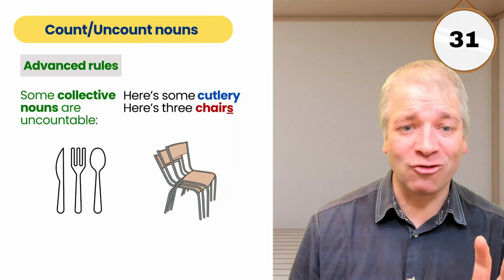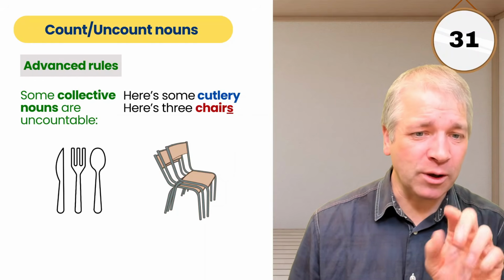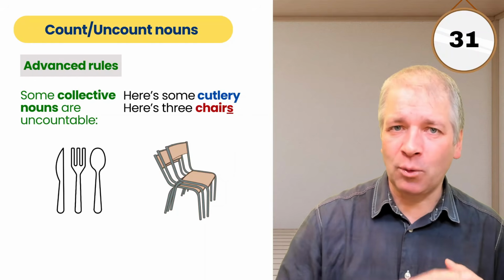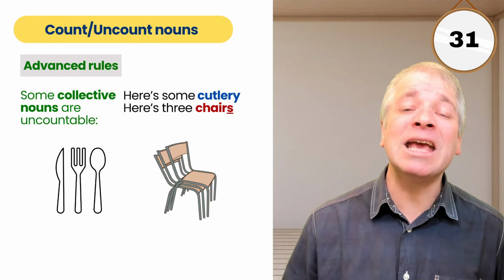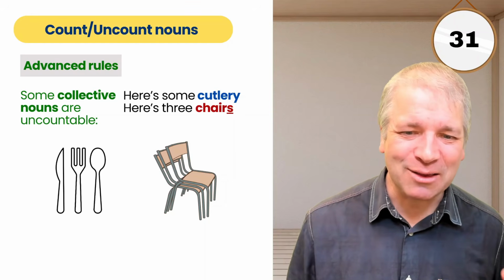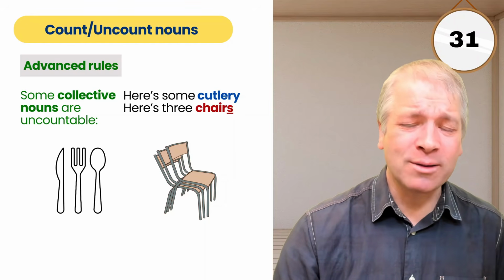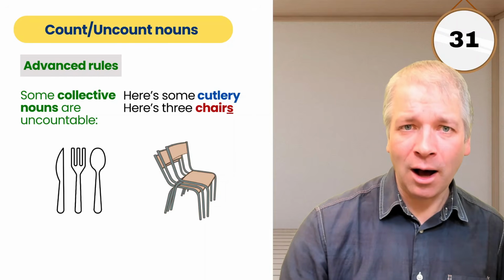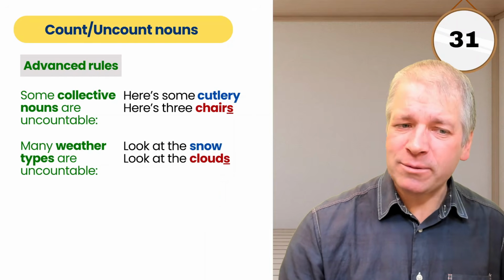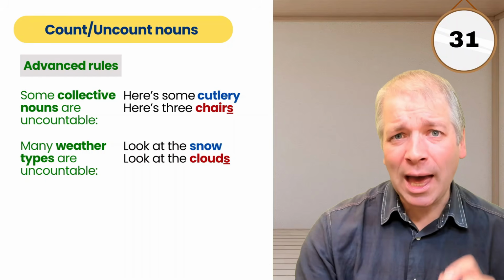We just say cutlery. But with chairs, it's different. We've got 3 chairs and we count them. 1, 2, 3. We wouldn't say his chair. We say his 3 chairs. So words work differently depending on what they are. Many weather types are uncountable, but a few can be counted.